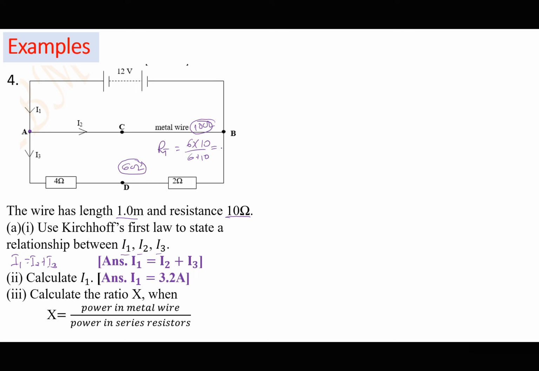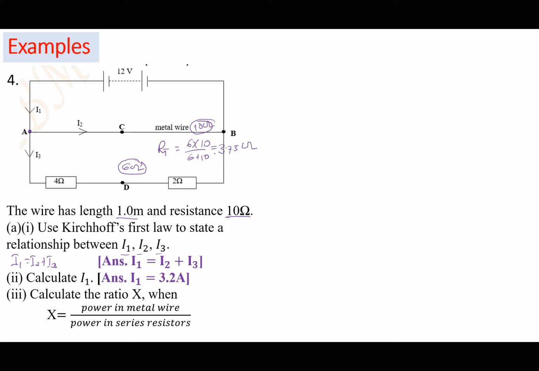The wire has length 1 meter and resistance 10 ohms. Use Kirchhoff's first law to state the relationship, then calculate I1. So 6 times 10, so 60 divided by 16, I think that is 3.75 ohms. That is total resistance.